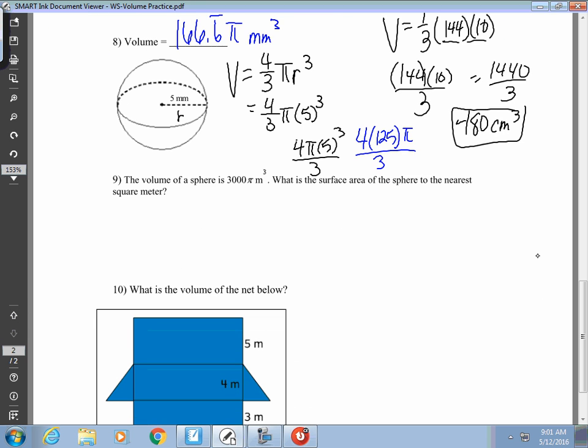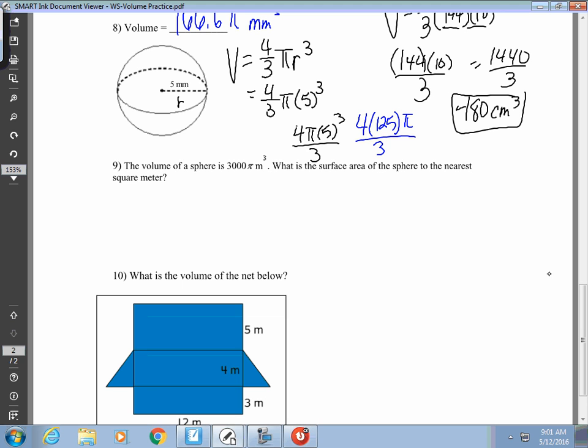Alright, number 9. The volume, guys, you gotta do this because we have to work backwards. The volume of the sphere is 3,000 pi meters cubed. What is the surface area of the sphere to the nearest square meters?